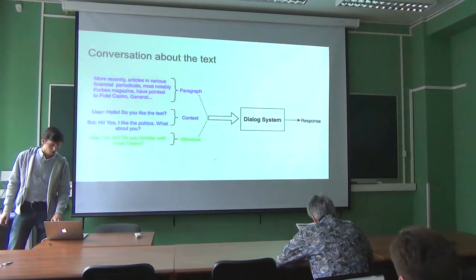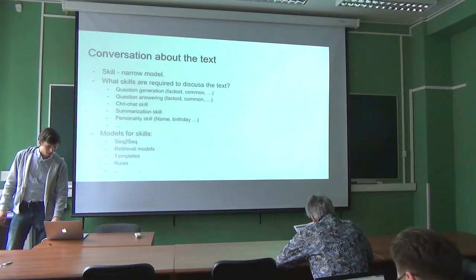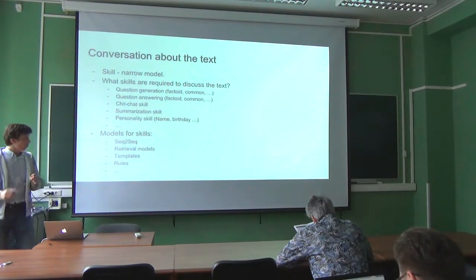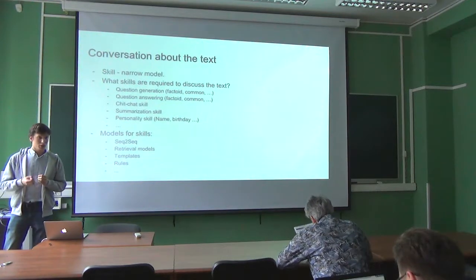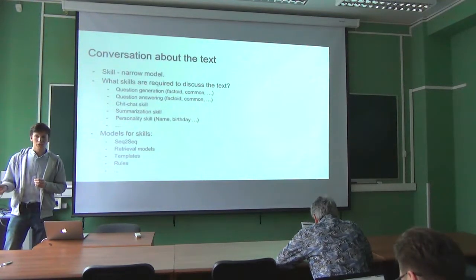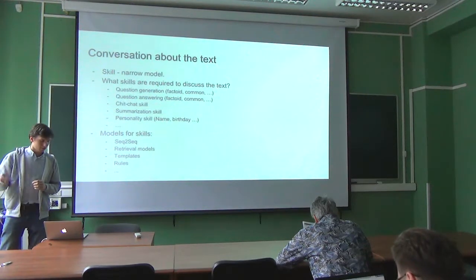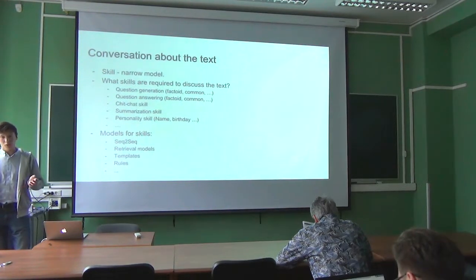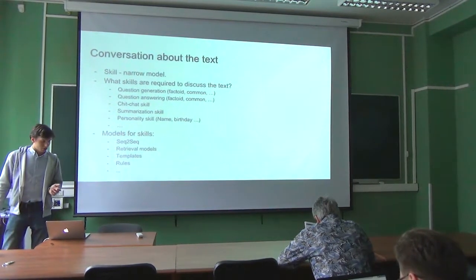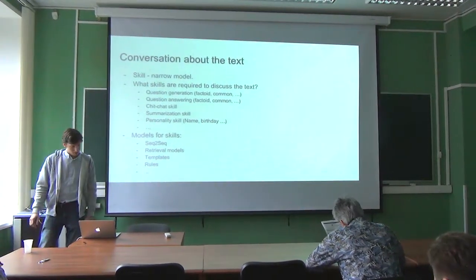What should a dialog system be able to do to work well? And what is a skill? A skill is some narrow model. For example, question generation. So a dialog agent should be able to generate a question for the text, for example, some factoid question. It should be able to answer a user's question about the text. It should be able to chit-chat about anything.